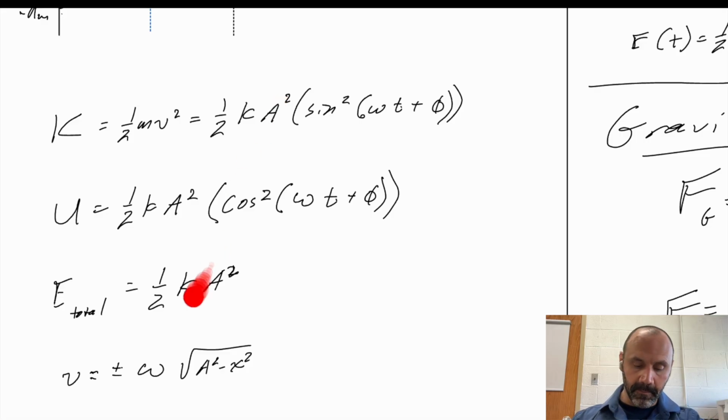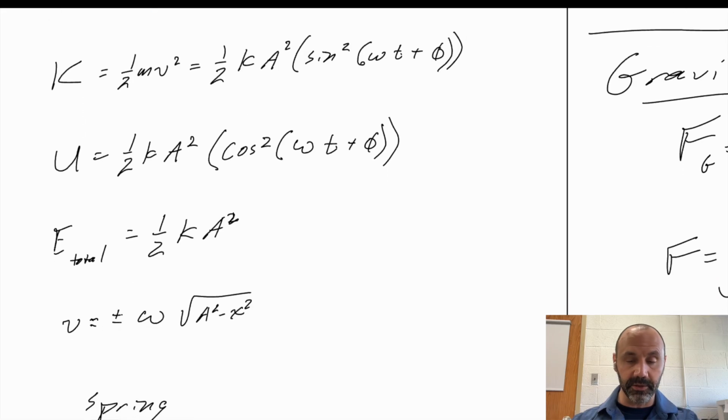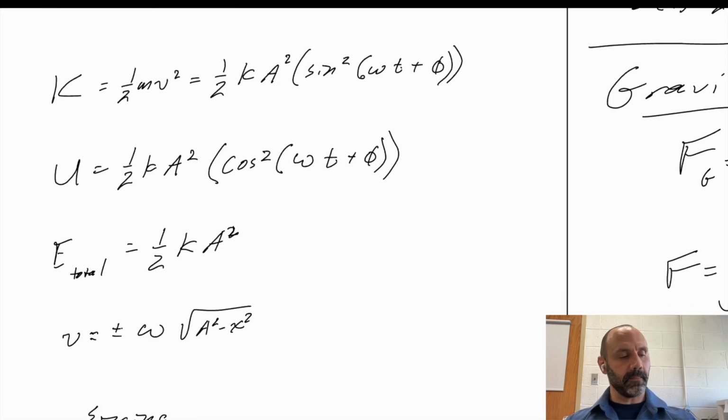Also for a spring, another kind of handy equation for the velocity is plus or minus omega times the square root of A squared minus x squared. And there's a derivation for that, and it's in the original video, the lectures, right?